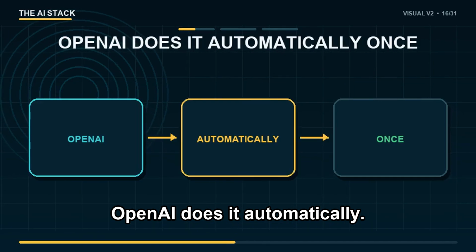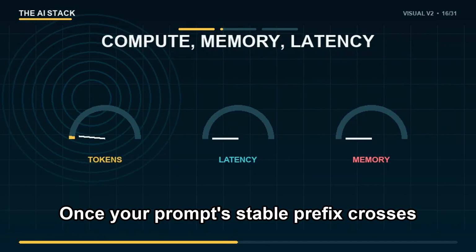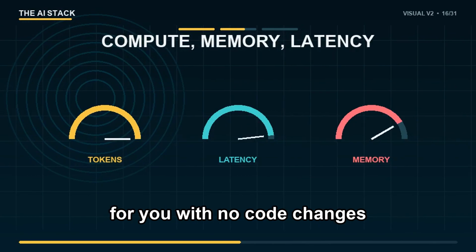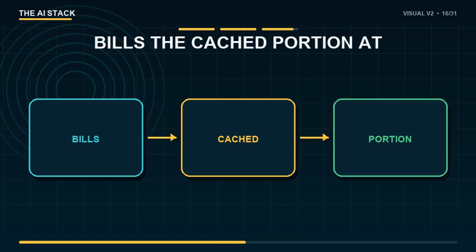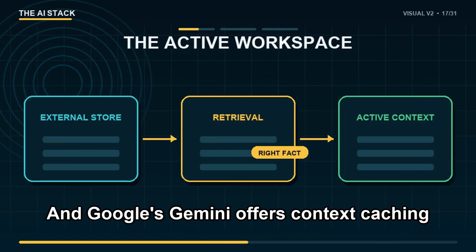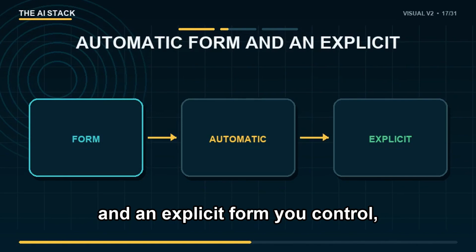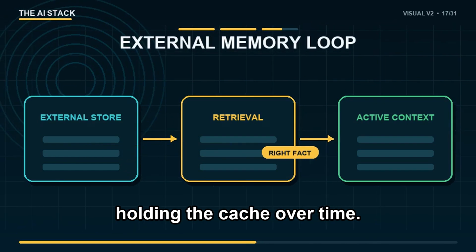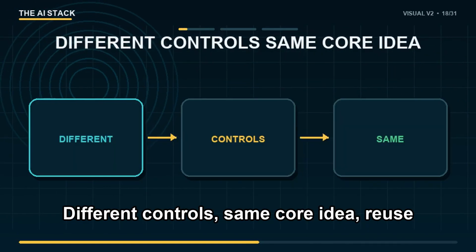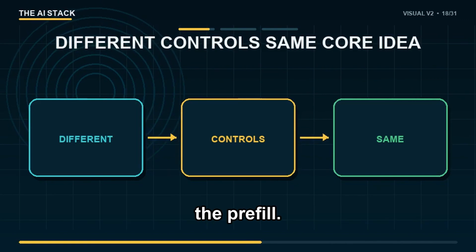OpenAI does it automatically. Once your prompt's stable prefix crosses a length threshold, it caches it for you with no code changes and bills the cached portion at a reduced rate. And Google's Gemini offers context caching in both an implicit automatic form and an explicit form you control, with a small storage fee for holding the cache over time. Different controls, same core idea, reuse the pre-fill.